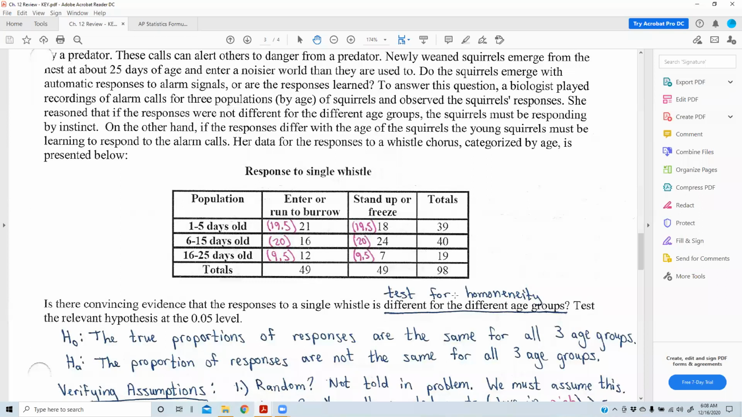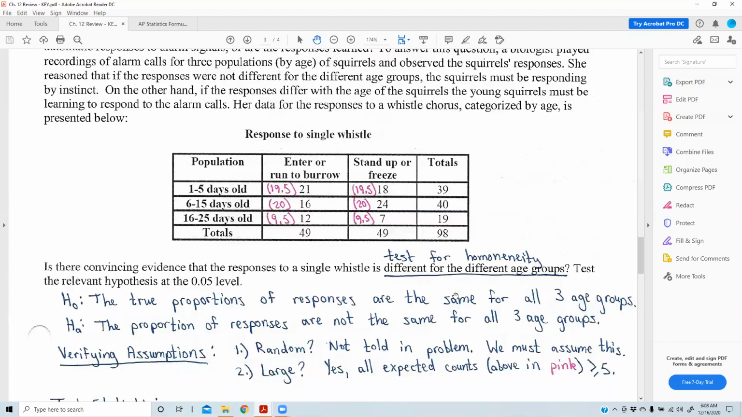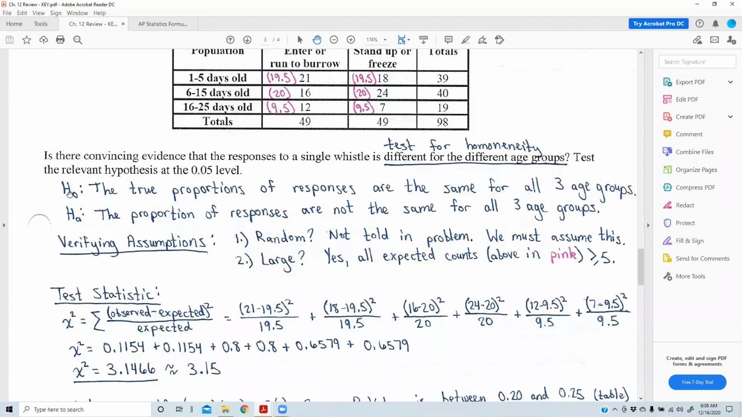So we need to test at the 0.05 level of significance. The null is that the responses are the same for all 3 age groups. The alternative is that they're not the same.